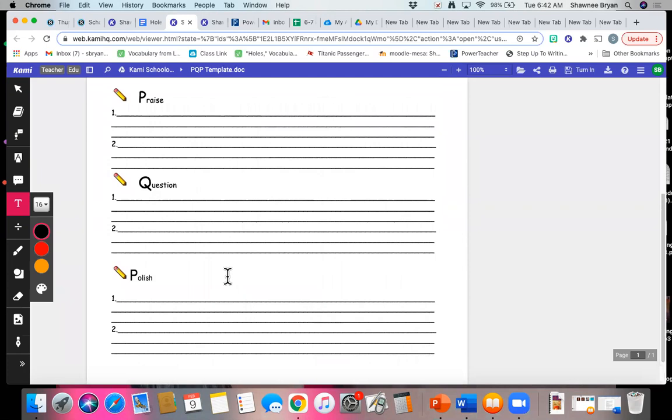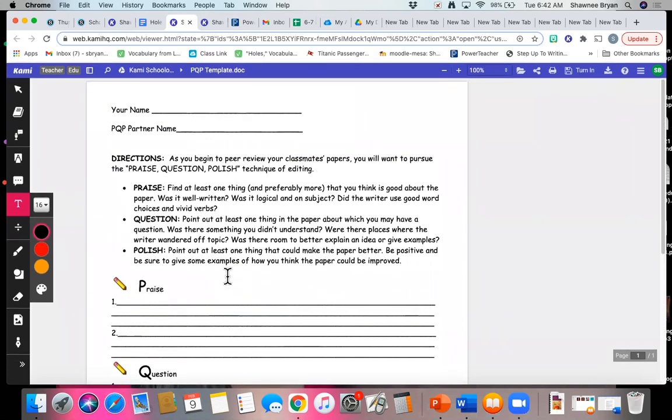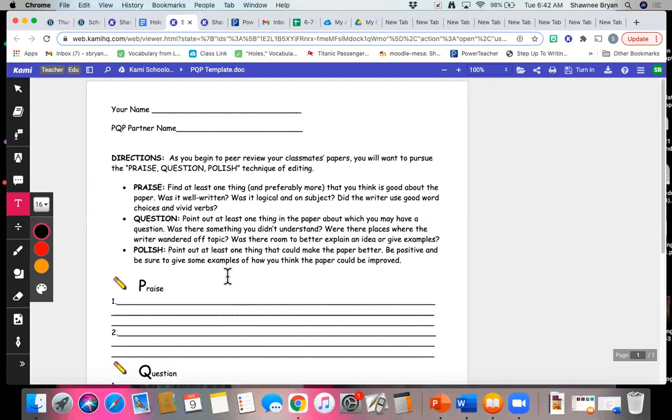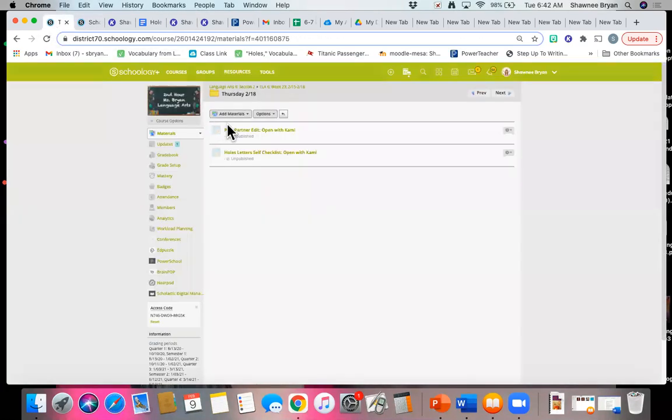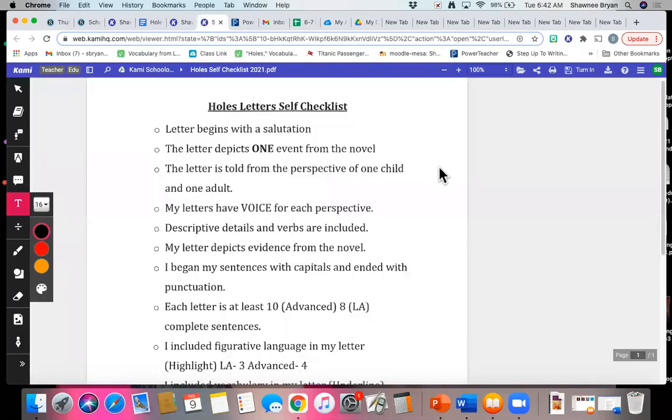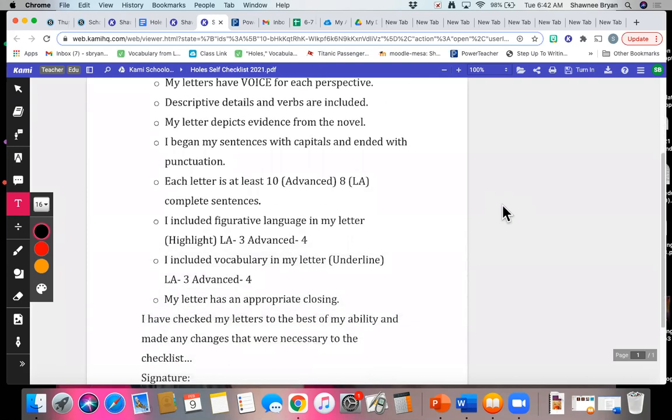This should be completed by a partner, meaning a parent, or if you want to send your paper to another student and have them complete it, you could do that as well. And then the final thing you're going to see in the Thursday folder is the self checklist. Again, this is going to be through Cami. And this is going to be something that you check off yourself as you're looking through this, okay?